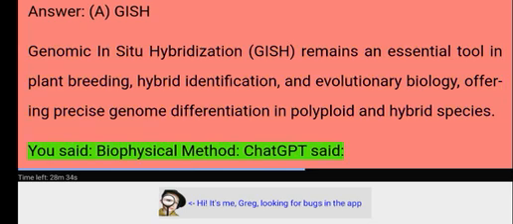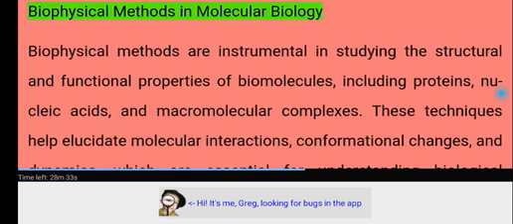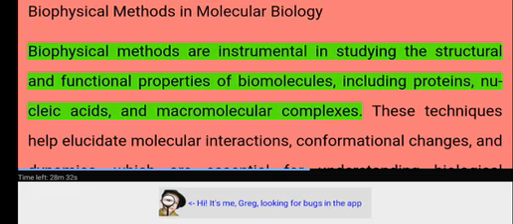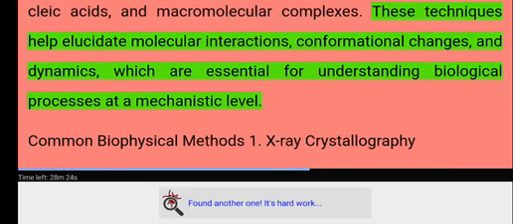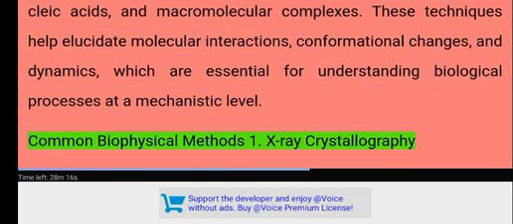Biophysical methods in molecular biology. Biophysical methods are instrumental in studying the structural and functional properties of biomolecules, including proteins, nucleic acids, and macromolecular complexes. These techniques help elucidate molecular interactions, conformational changes, and dynamics, which are essential for understanding biological processes at a mechanistic level. Common biophysical methods. 1.